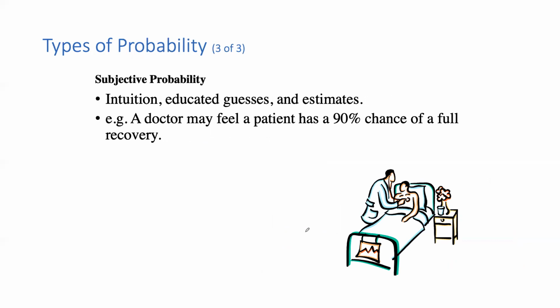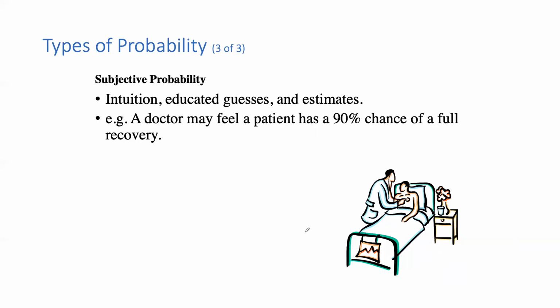You ask a doctor, what do you think? What percentage do you put on a patient's chances of making a full recovery? The doctor might just come up with a number and say, yeah, there's a 90% chance. Right? That's just a subjective, intuitive guess. It might be true, might not be true, but it's not based on any kind of underlying empirical data set or any kind of classical or theoretical probability which was calculated.